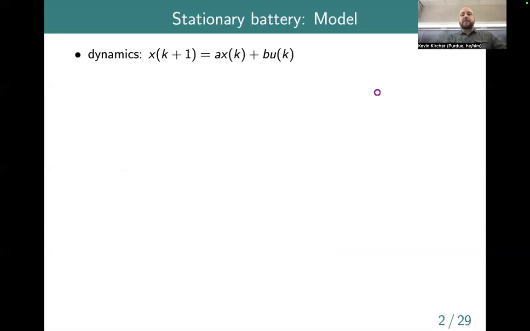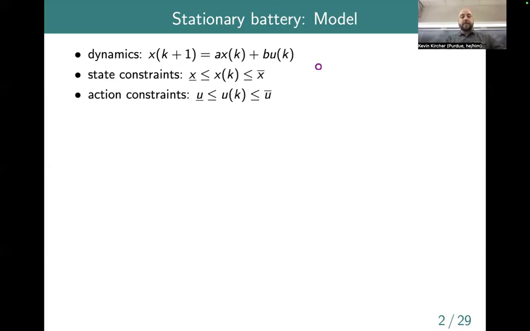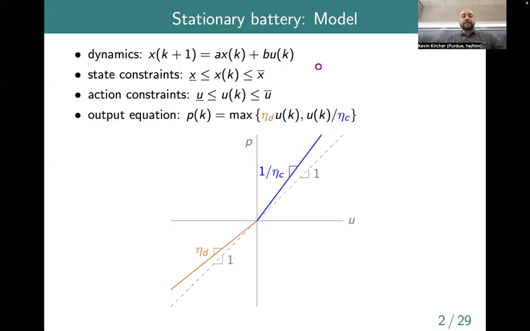So the discrete time dynamics, I'm skipping directly to the discrete time form rather than going from the continuous time form. We get that the new stored energy x_{k+1} is equal to A times the old energy plus B times whatever the action was that we took at that last time step. We have our state, our energy constraints, also our power, our action constraints.